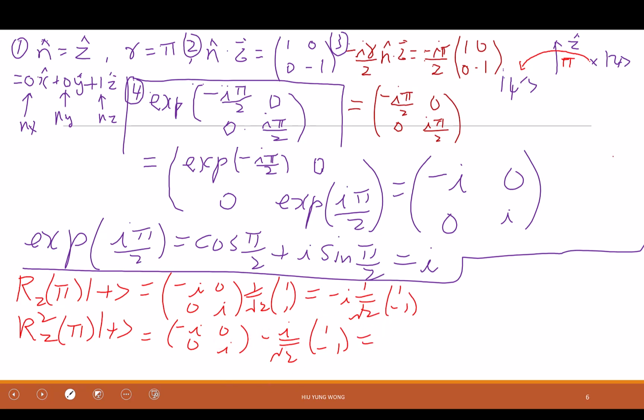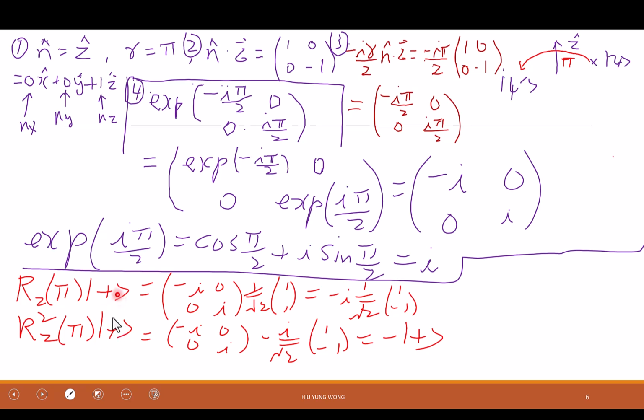Now I apply one more. And what do I get here? I actually get this one, negative plus. I get back to the original state after 2 pi rotation. Now some of you say yes, because we don't care about the phase. The only difference is phase. Yeah, you go back to the original state at the original point in the Bloch sphere.